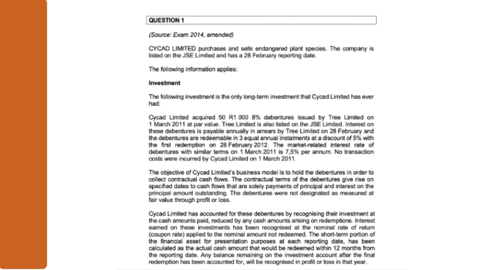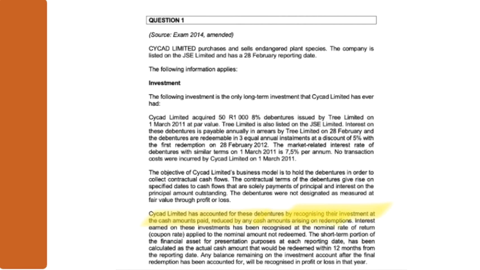How did SciCat Limited account for the investment? They don't give you the journal entries. They give what was done in words. You need to figure out what the journals would have looked like depending on what you read here. So, SciCat Limited has accounted for these debentures. How? By recognizing their investment at the cash amounts paid, reduced by any cash amounts arising on redemption.